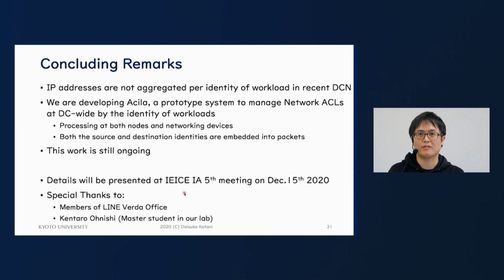So this was a brief summary of my presentation. IP addresses are not aggregated per identity of workload in recent DCNs. So we cannot use network ACLs in these situations. With this background, we are developing a system called ACILA, which is a prototype system to manage network ACLs DC-wide by using identity of workloads. So this research has just begun. And we would like to continue experimenting with many things.